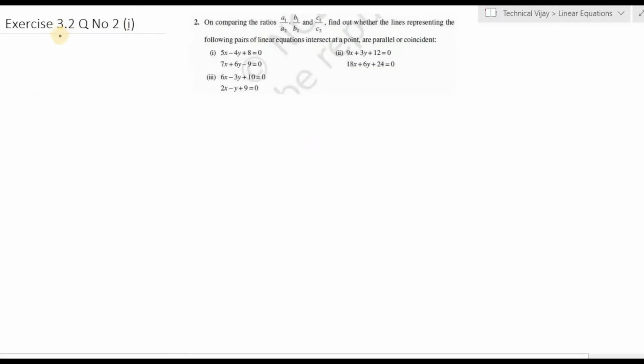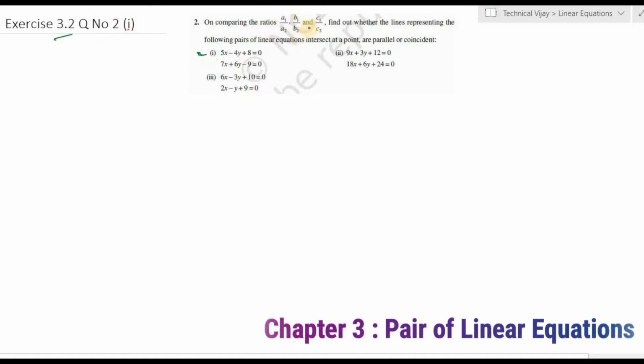So here, exercise 3.2, question number 2. In the first question, on comparing the ratios a1 by a2, b1 by b2 and c1 by c2, find out whether the lines representing the following pair of linear equations are intersecting at a point, or whether they are parallel, or whether they are coincident. That we have to find out.